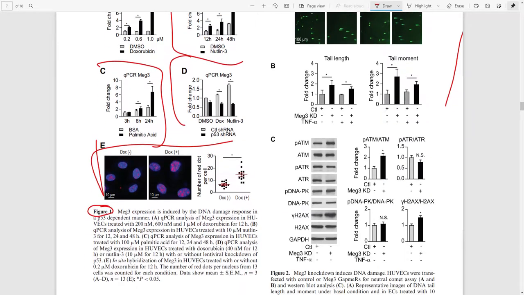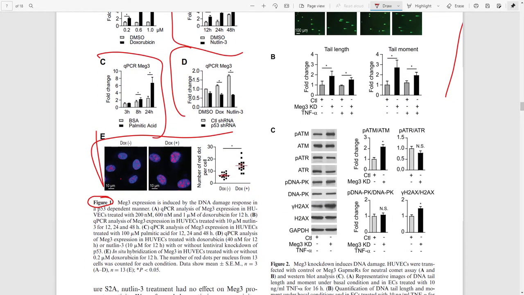So we have a legend here. Well, it's not a legend, it's actually a small explanation which is the figure caption. Okay, so you should always start with the name of this figure and a very short explanation of what is shown on this figure. And as you can see here, it is the expression of MEG3 that is induced by DNA damage in a p53 dependent manner.